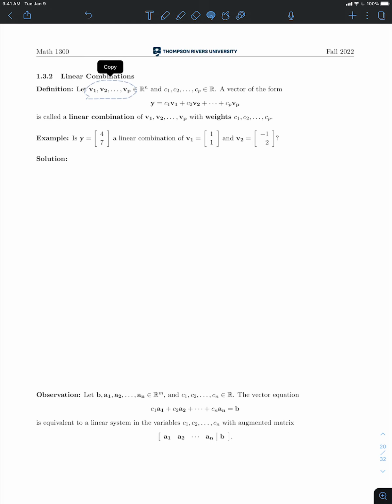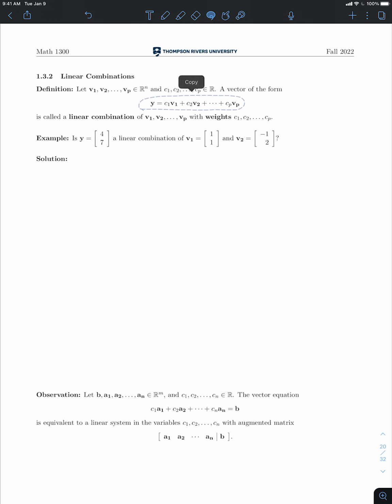The other thing we have is, for each of the vectors in that list, a dedicated scalar assigned to it. So in other words, for the vector v1, we have a scalar c1. For the vector v2, we have a scalar c2, and so on, all the way up to the last vector vp, we have a scalar cp. So now what we're going to do is look at this vector equation.